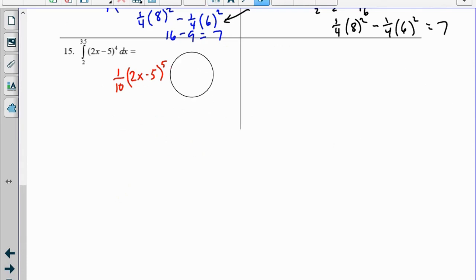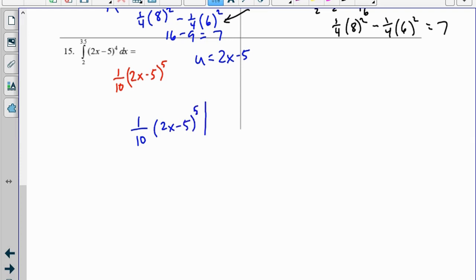Number 15, remember our u was 2x minus 5 in that problem. And so I had 1/10 (2x minus 5) to the 5th as what I got when I actually integrated. So the first way of doing this problem is subbing in u, doing all the integration like it's an indefinite integral. I get 1/10 (2x minus 5) to the 5th as my answer. And then I go back and treat it like a definite integral and sub in 3.5 for x and 2 for x and see what happens.